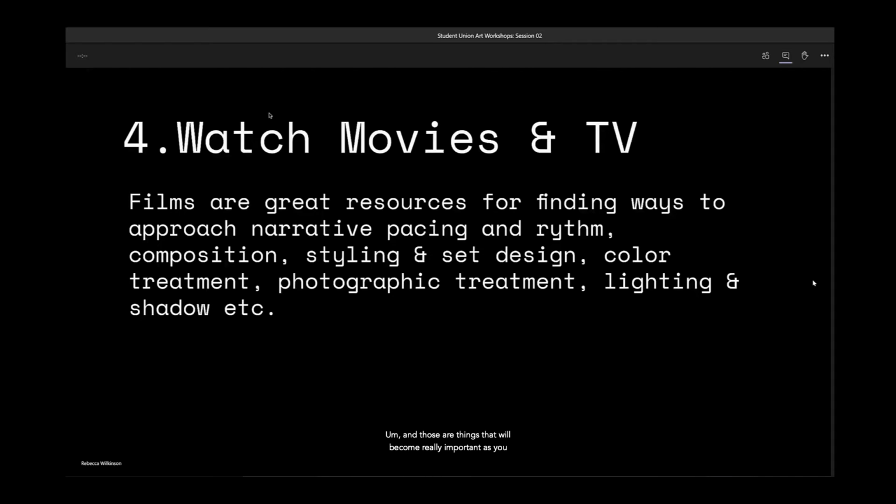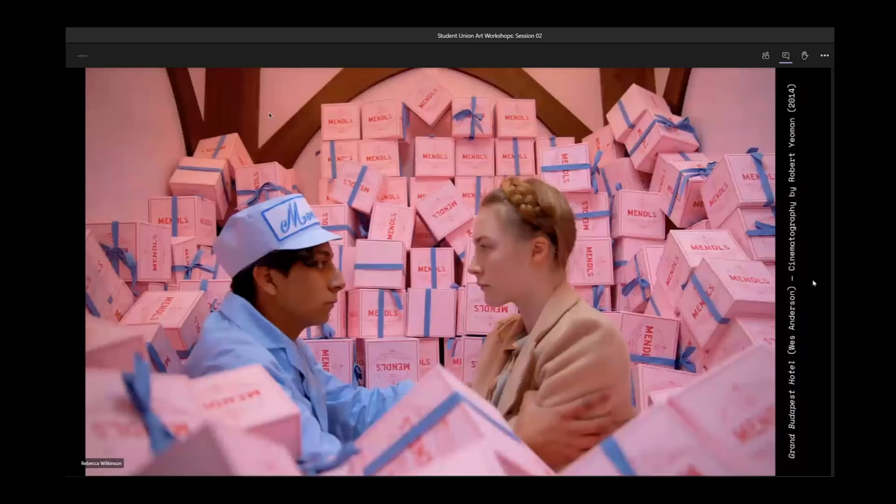And those are things that will become really important as you do things like animate typography or make a short film or design a book or an editorial. Narrative and pacing are extremely important. Movies and TV can also be a great source of inspiration for visual composition, styling, set design, color treatment, photo treatment, lighting, etc. And let me show you some examples. I think it'll make a lot more sense now.